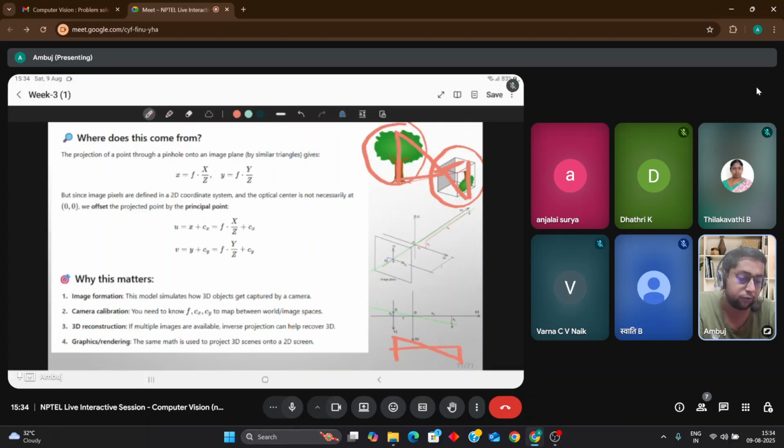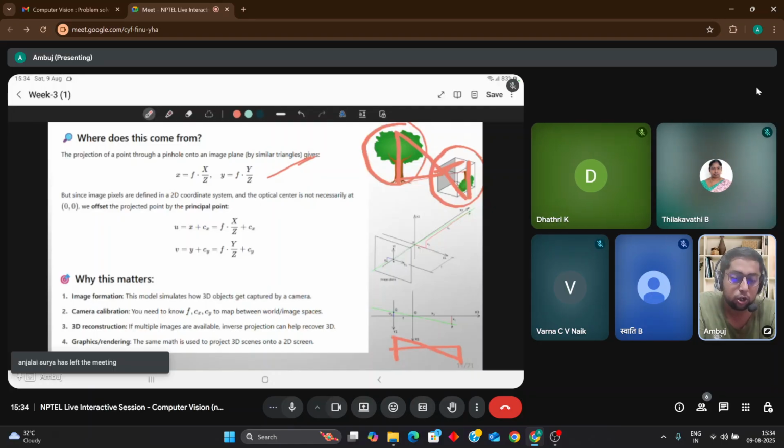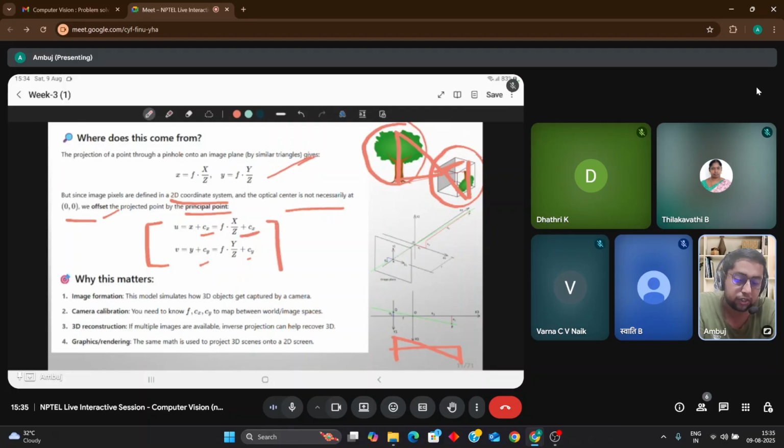These two triangles. If you just try to see, then you will get x as f into x upon z and y as f into y upon z. And if you try to project, since the image pixels are defined on a 2D coordinate system, the optical center may not necessarily be on 0, 0, so you need to adjust an offset. You just add this particular offset cx as well as cy as a principal point, and you get this particular formulation.